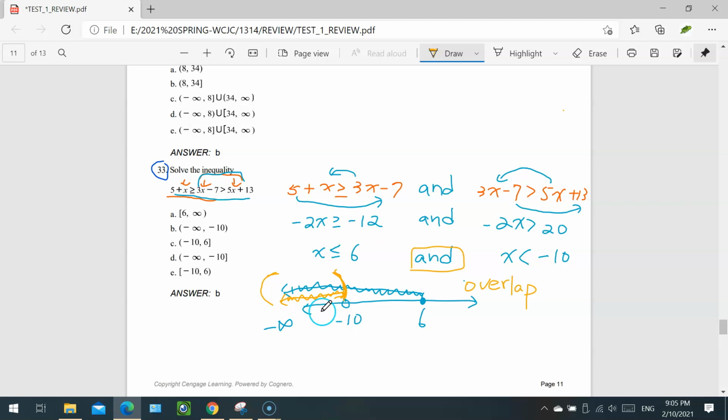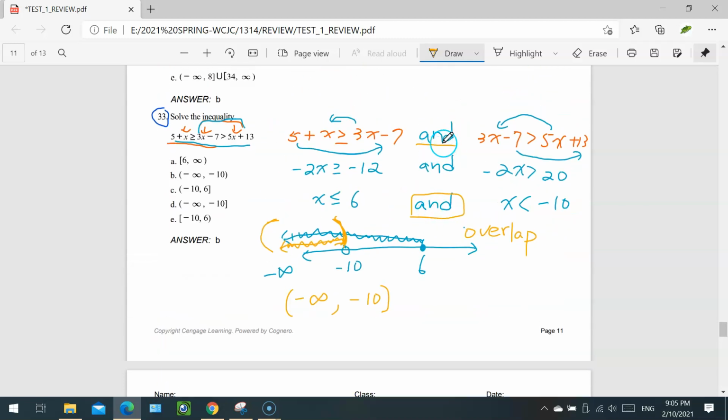So the interval to satisfy this inequality would be negative infinity, open on the left-hand side, comma, negative 10, open on the right-hand side. The key point in this question is that you need to understand it has an "and" event because they stick together. So you don't put an "or", you need to put the "and". If this question changed to the "or" event, the interval would change to negative infinity, comma, 6, closed. But this is not the case.